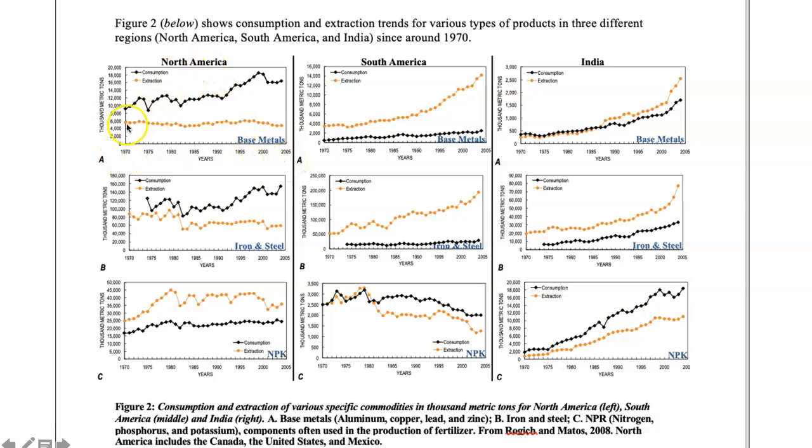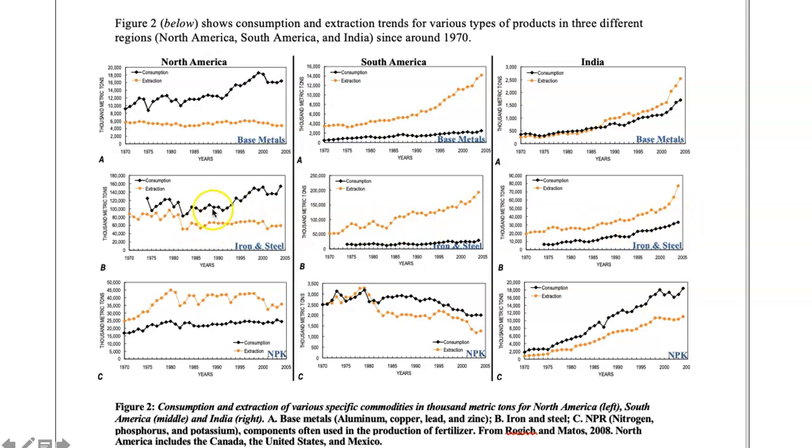So in North America, we had a pretty steady level of extraction from our own ground of these materials. Our consumption, though, has always been higher, and it seems to actually be increasing as we get closer to the present. In South America, they've been consuming quite a bit less than they've been extracting, so they've probably been exporting a lot of their materials. In India, there seems to be a match between consumption and extraction until about 1987 or 88, and then they began to extract more than they were actually consuming, so they probably exported those.